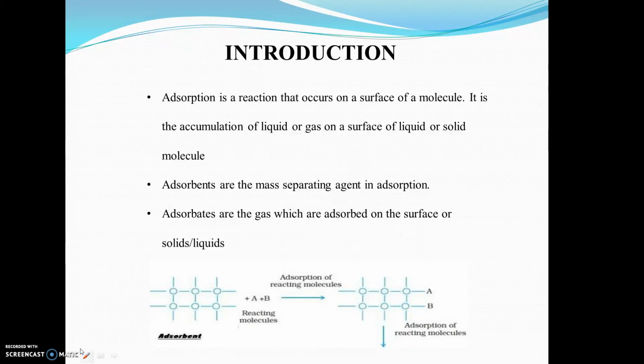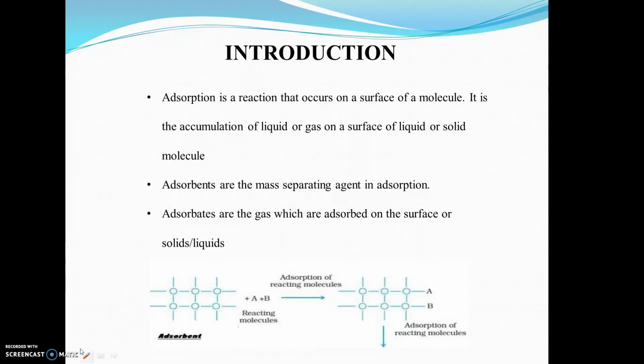What are adsorbents? Adsorbents are the mass separating agent in adsorption. A few characteristics of a good adsorbent: it should have a high internal volume, so that it is accessible for components to be adsorbed. Another important characteristic is that it should have very good kinetic properties, to make the adsorbent capable of moving adsorbed molecules rapidly to the adsorbent site. Other notable characteristics are very good strength so that it doesn't rupture easily, and also very good attrition resistance.